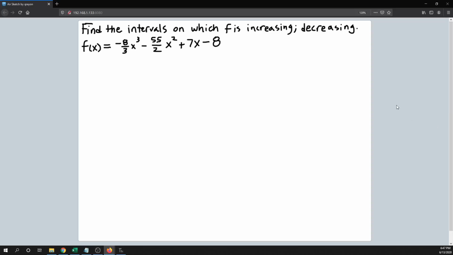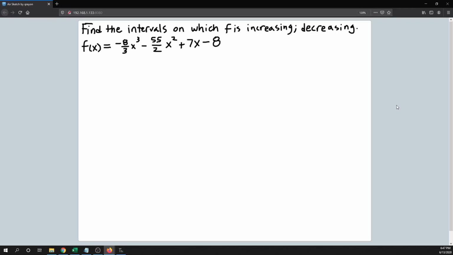In this video, we are going to work the following problem. It says find the intervals on which f is increasing and then also decreasing. And the function we're given is f of x equals -8/3 x cubed minus 55 halves x squared plus 7x minus 8.